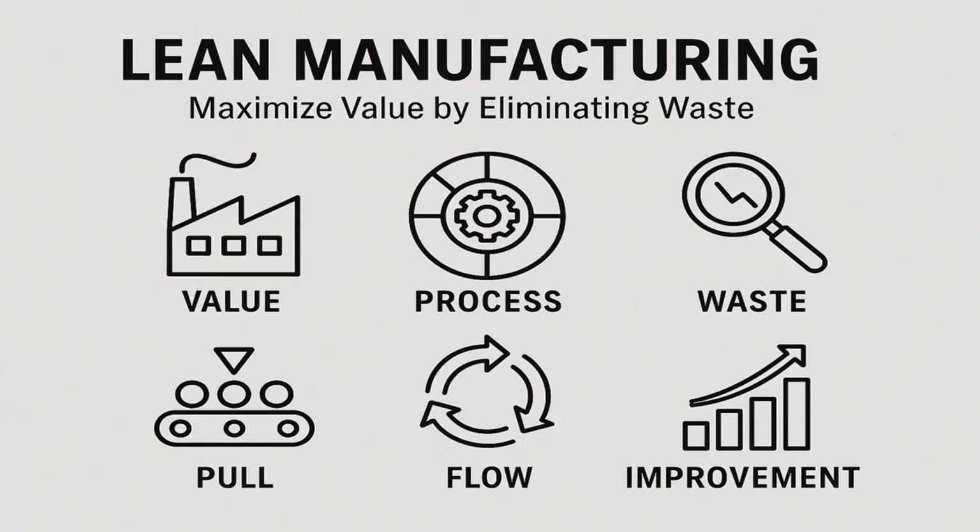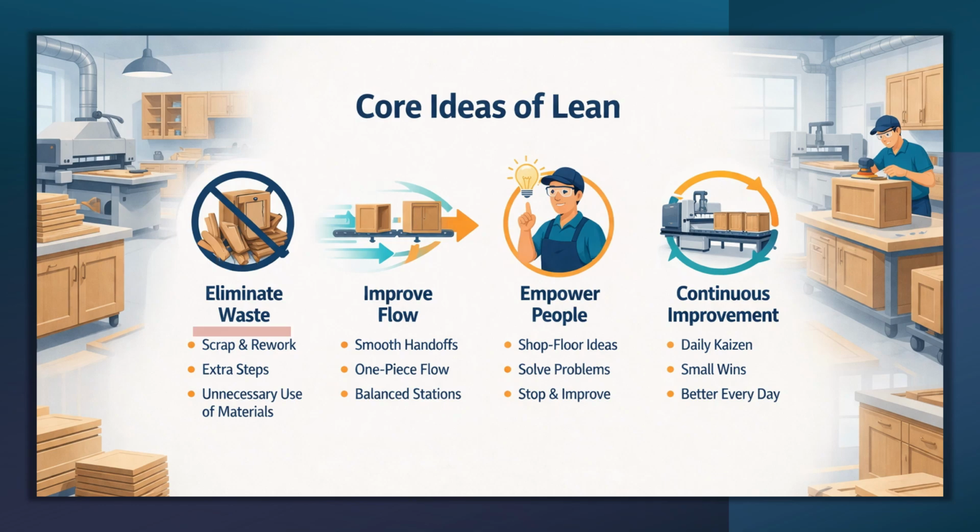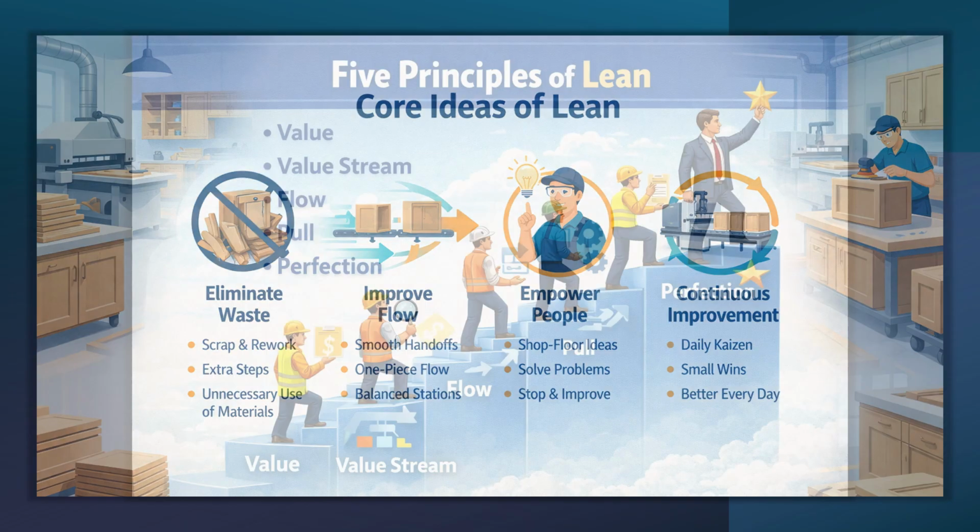Lean manufacturing is a production philosophy focused on maximizing value while minimizing waste. It originated from the Toyota production system and revolves around doing more with less time, inventory, space, and effort, while delivering exactly what the customer needs. In a nutshell, lean is about eliminating waste, anything that doesn't add value, improving flow of materials and information, empowering workers to solve problems, and continuously improving processes. It's guided by 5 core principles.